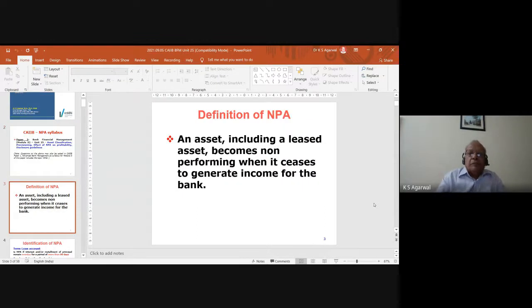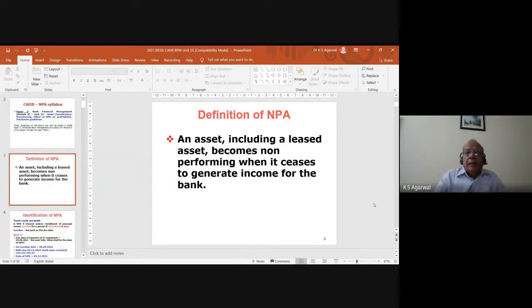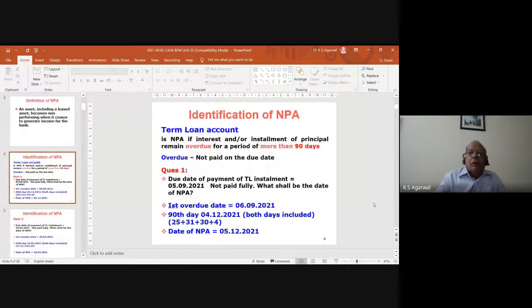So coming to the subject, how do we define NPA? All our loan assets generate income. But in case of NPA, income is not generated. So an asset, including a leased asset, becomes non-performing when it ceases to generate income for the bank. This is the broad definition for non-performing asset. So first thing which we have to be well conversant with is how do we identify an NPA?